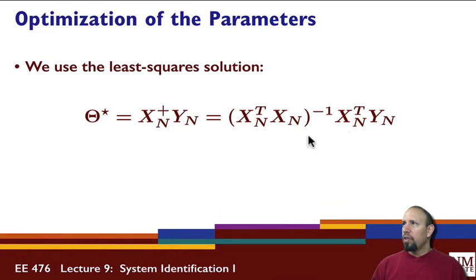So here's the pseudo-inverse, x transpose x inverse, x transpose y. And so we have the optimization of parameters for this problem. Having solved the linear algebra problem, we're able to come here. So we've talked now about the two parts, the model selection and the parameter estimation.